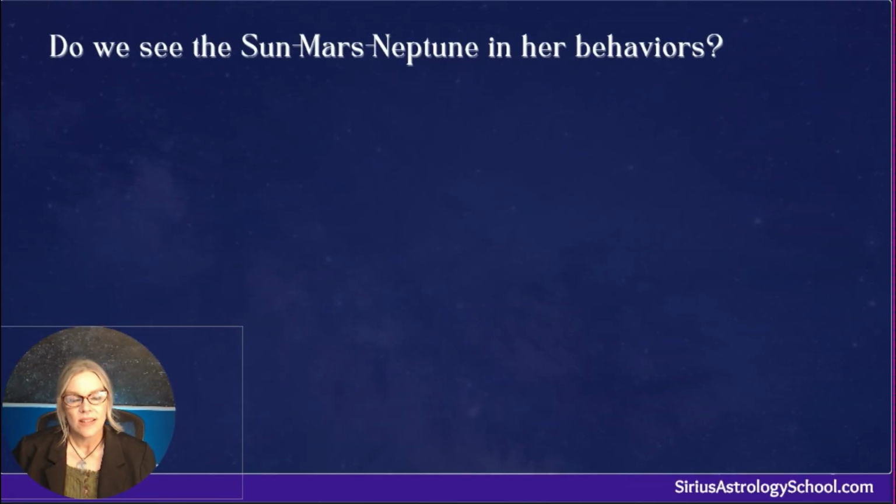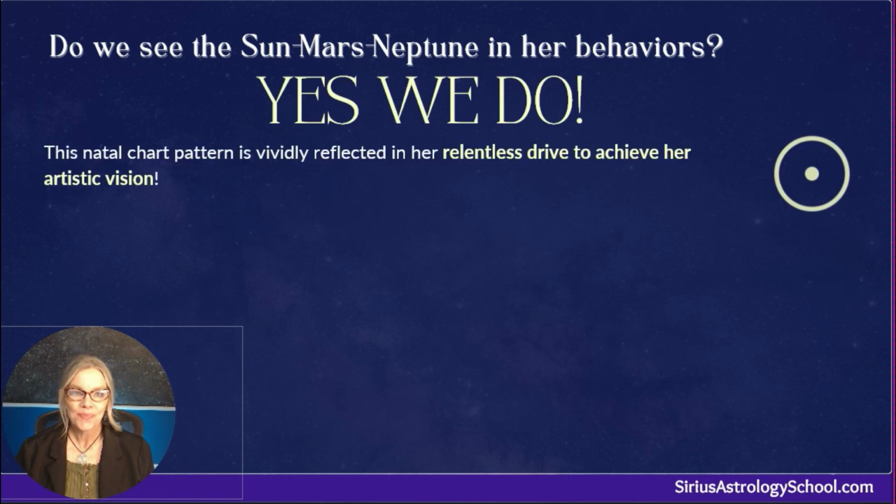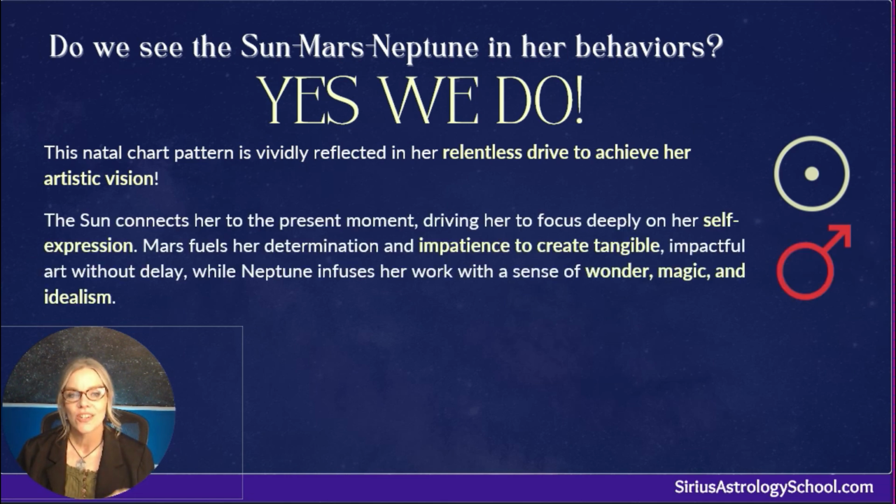So let's go ahead and see, do we see this Sun, Mars, Neptune energy in Frida's chart? Yes, we do. The natal chart pattern that we just talked about is vividly reflected in her relentless drive to achieve. She achieves what? She achieves her artistic vision. The Sun, making that conjunction to her present moment, drives her to deeply reflect on self-expression. Mars fuels her determination. She has an impatience behind her that she wants to create something tangible. She wants to make something impactful.